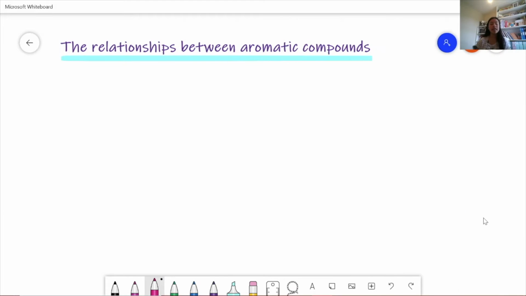And we also need to know the relationships between aromatic compounds. So I'm going to start off with drawing benzene in the middle, because from benzene we can form different aromatic compounds. So we have benzene.